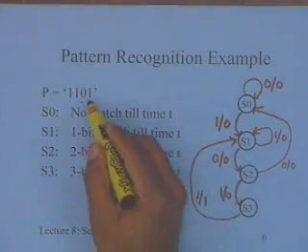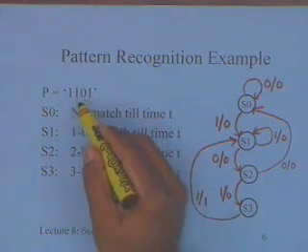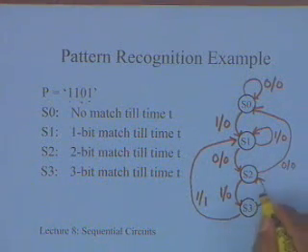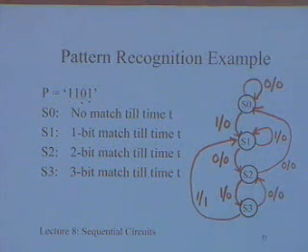If I receive a 0, that means I received 1, 0, 1, 0, so I can actually consider this to be a 2-bit match, and I can go to S2. So now I have a state machine drawn.